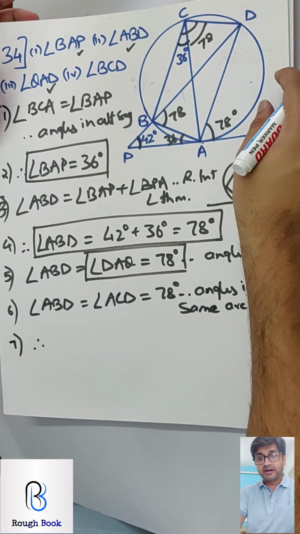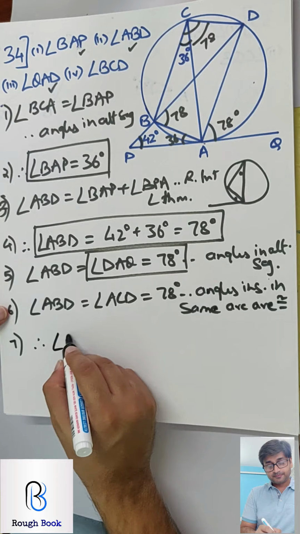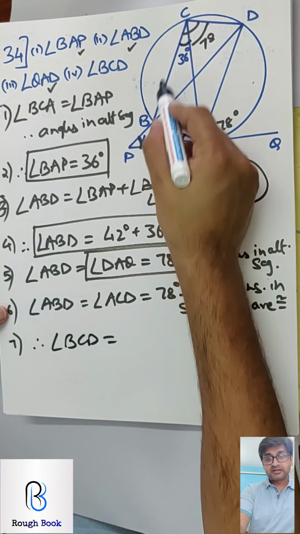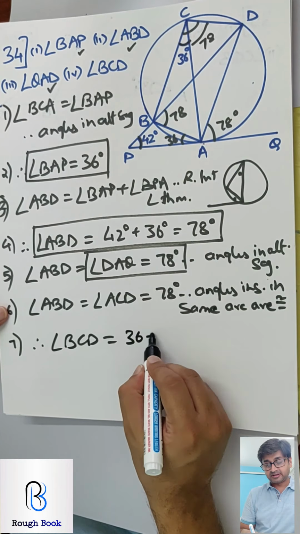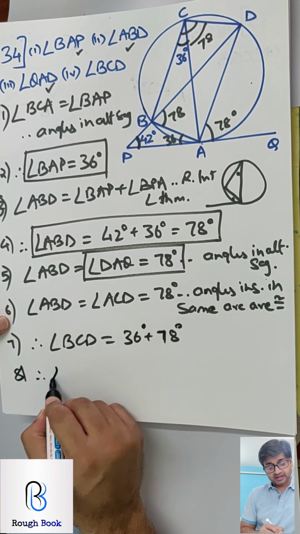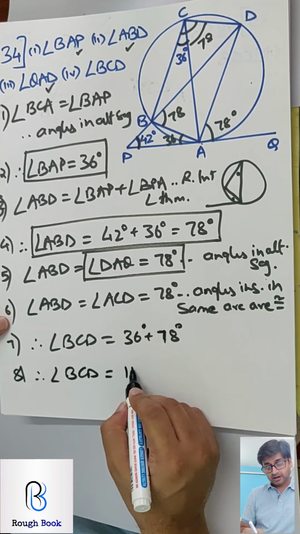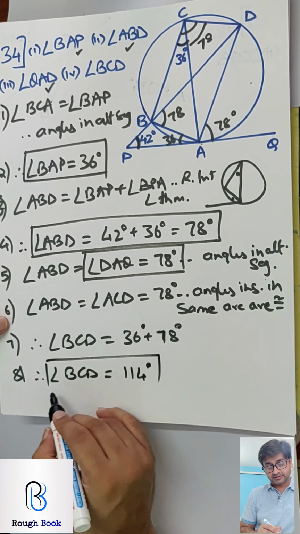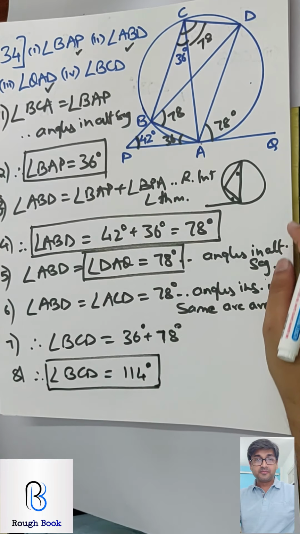So finally now we'll get into the last part, that is BCD. So BCD is this plus this, that is 36 plus 78, 114. So final answer therefore BCD is 114 degrees. Got it? Simple.